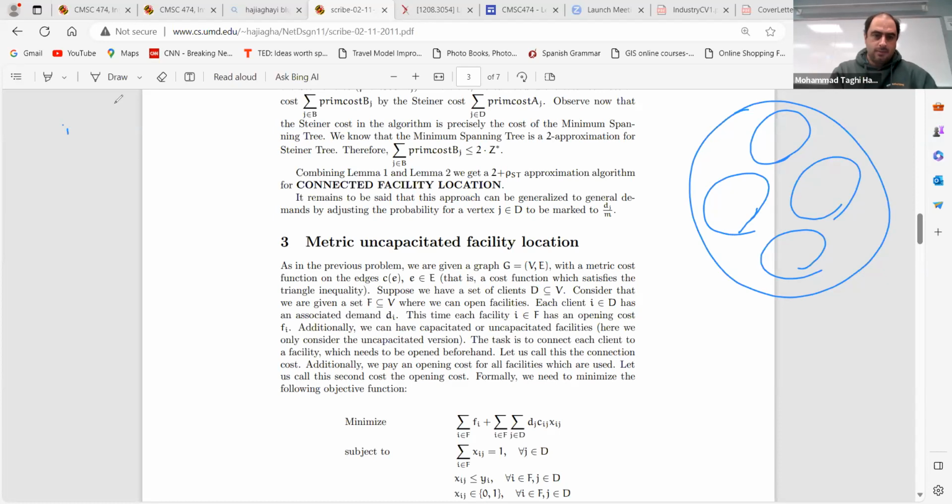So what is the uncapacitated metric uncapacitated facility location problem?